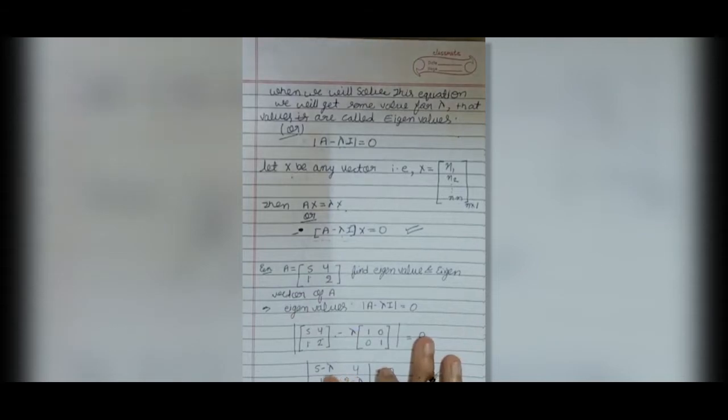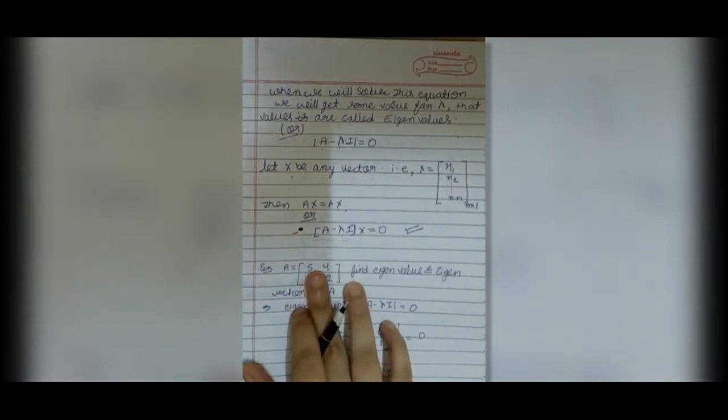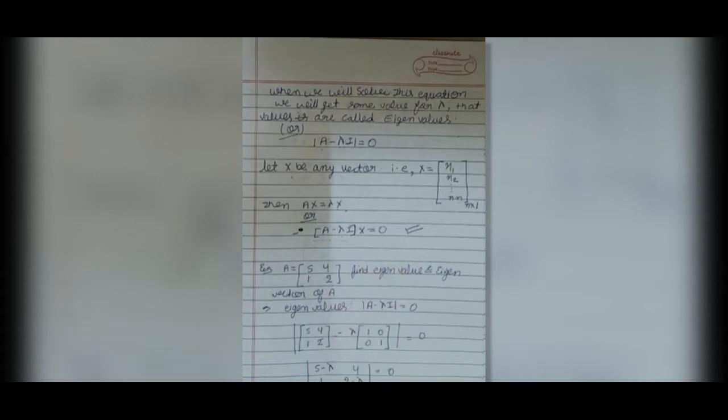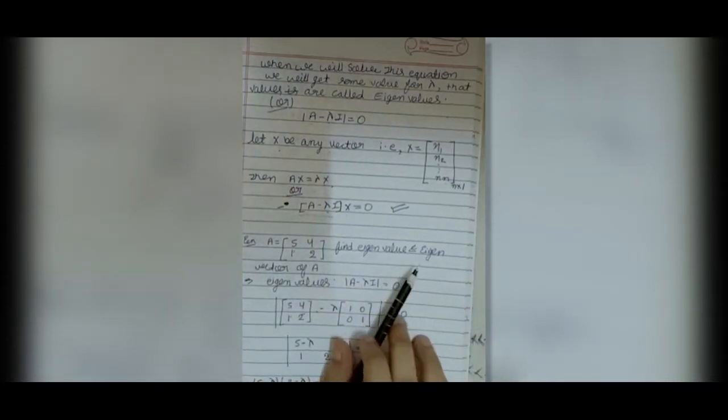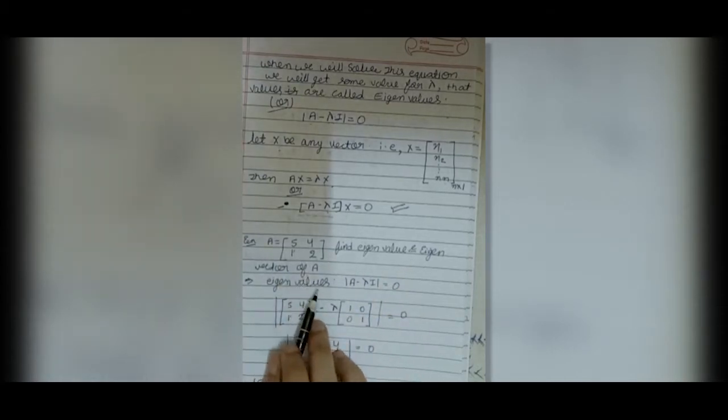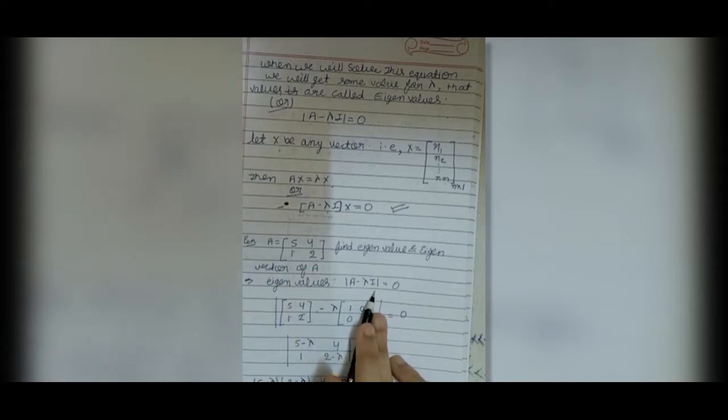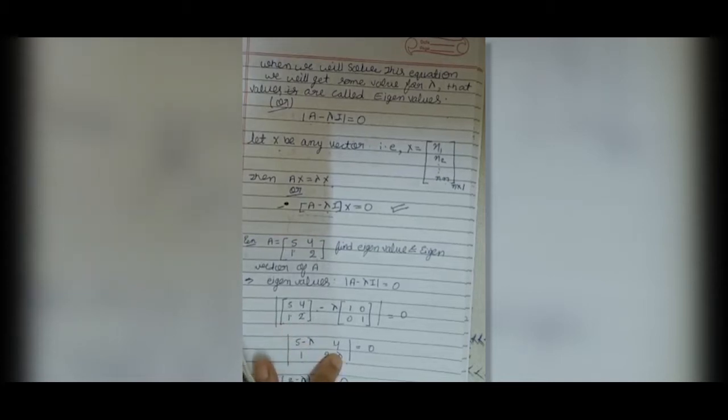Let's understand eigenvalue and eigenvector through an example. I'll first show a 2 cross 2 matrix example, and then a 3 cross 3 matrix example. In the first example, the given matrix is 5, 4, 1 and 2, and we need to find the eigenvalue and eigenvector for this matrix. We write A minus lambda I equals 0. Computing this, we get 5 minus lambda, 4, 1, 2 minus lambda, equals 0. You will get minus lambda terms only in the diagonal elements. Keep this in mind.